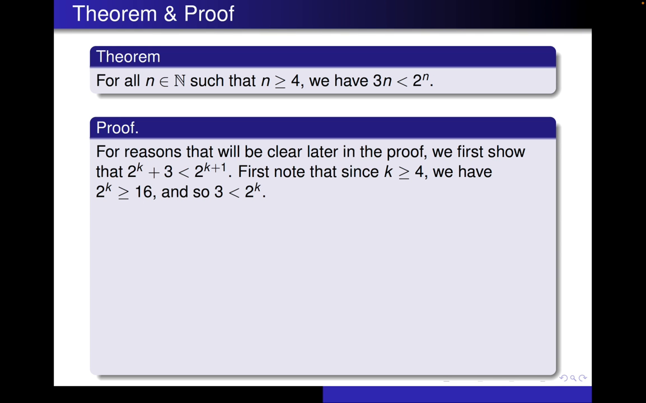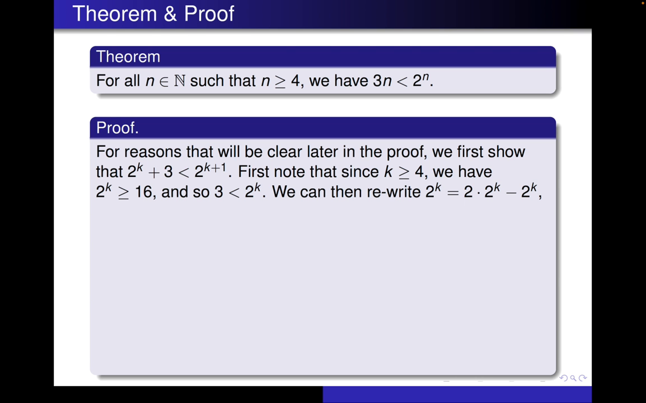So remember, we worked our way backwards when we were doing our scratch work, but the starting point was the fact that since k is greater than or equal to 4, we have 2 to the k is greater than or equal to 16. And that was our starting point. And so that means 3 is less than 2 to the k. If 2 to the k is at least 16, 16 is bigger than 3, that means 3 is less than 2 to the k. And then we're going to use that inequality to get what we want.